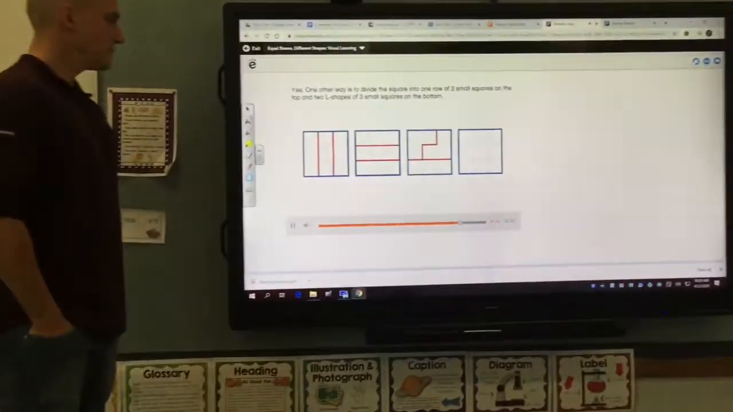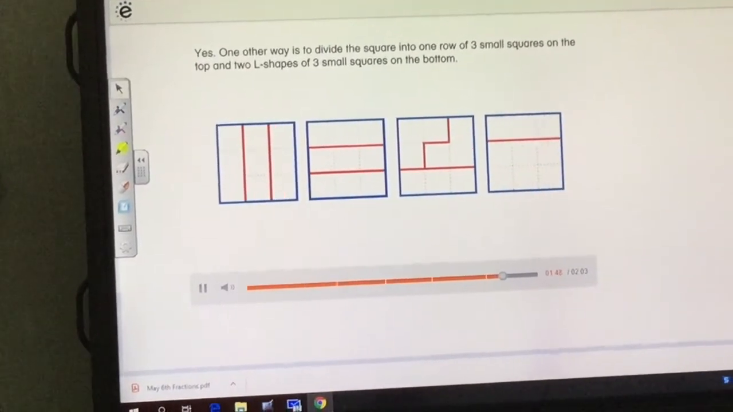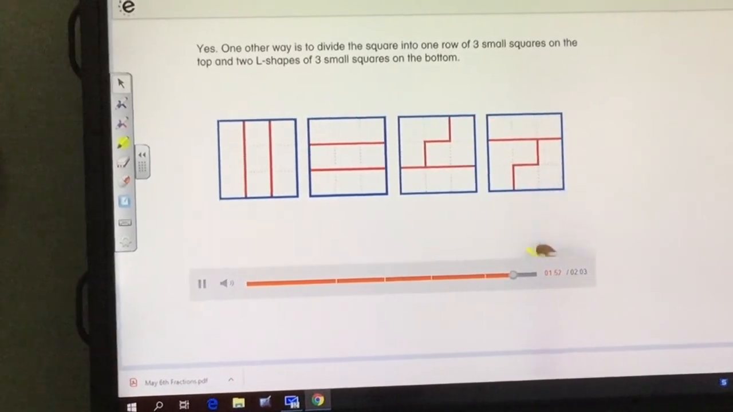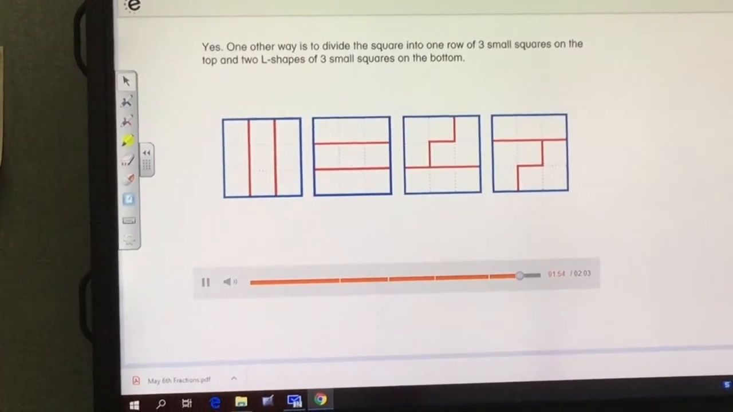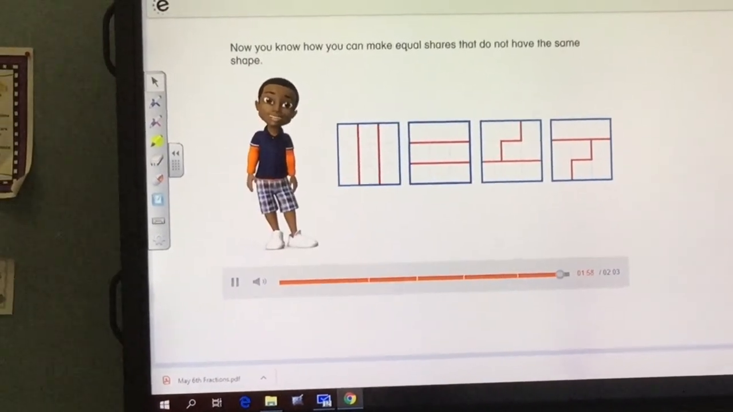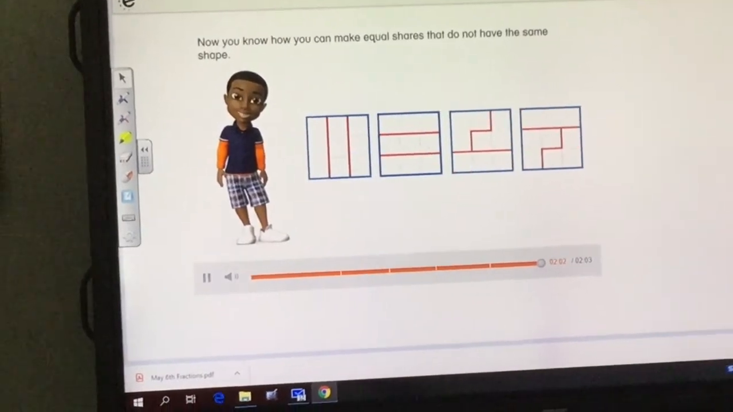Yes. One other way is to divide the square into 1 row of 3 small squares on the top and 2 L shapes of 3 small squares on the bottom. Now you know how you can make equal shares that do not have the same shape.